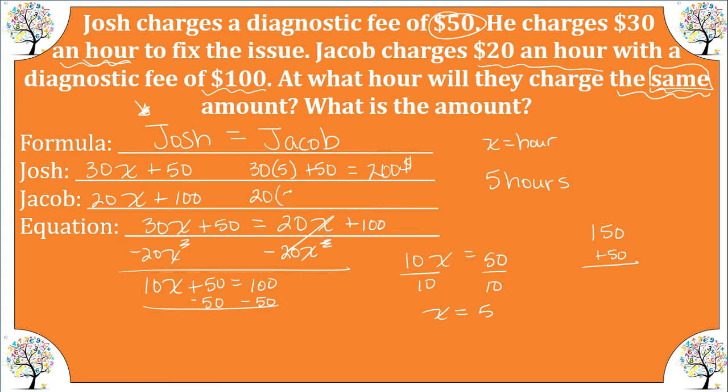So 20 times 5 plus 100. 20 times 5 is 100, plus the 100 does indeed give us the same amount. So at 5 hours, they each charge $200. Before 5 hours or after 5 hours, they each charge a different amount.